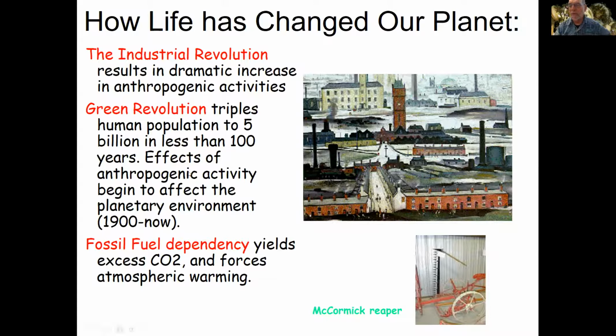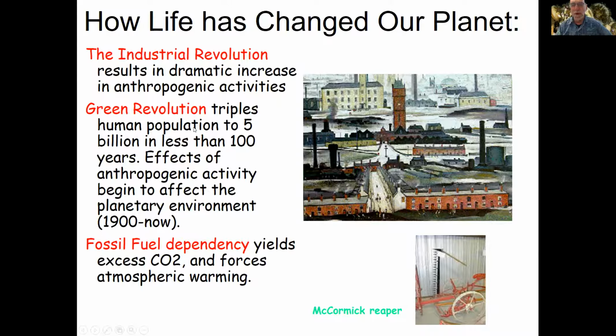One of the big changes in the 1970s and 80s was the Green Revolution. This was the development and the widespread use of specialty agricultural crops: wheat, corn, rice. And these crops had been bred to make use of artificial fertilizers and modern agricultural techniques. And so the Green Revolution allowed the human population to triple.